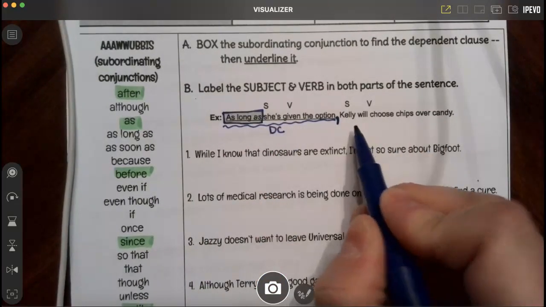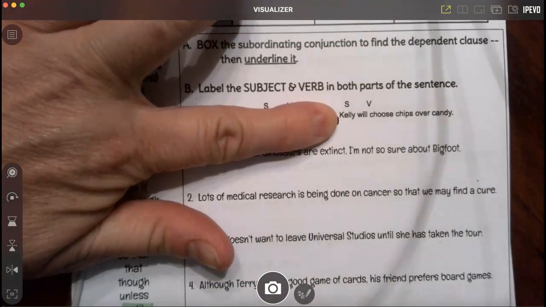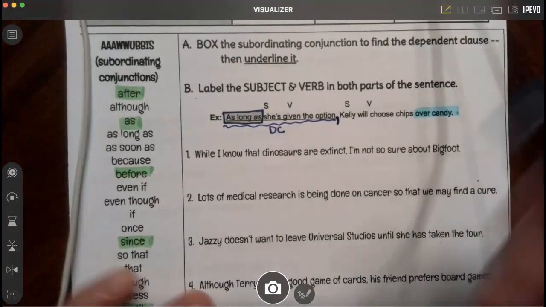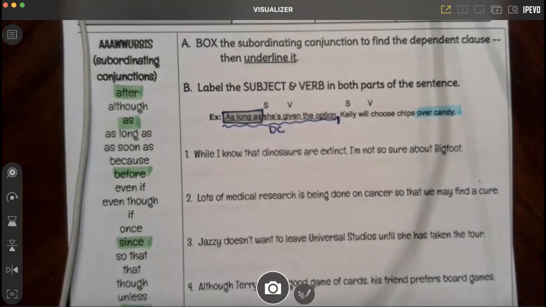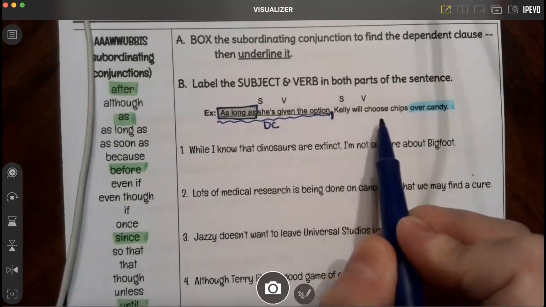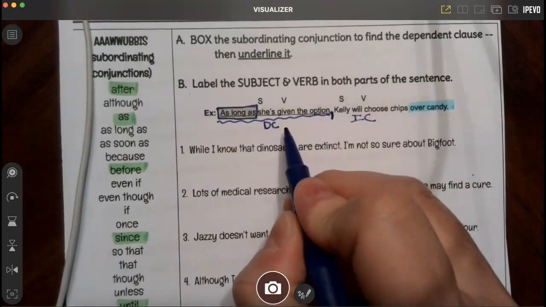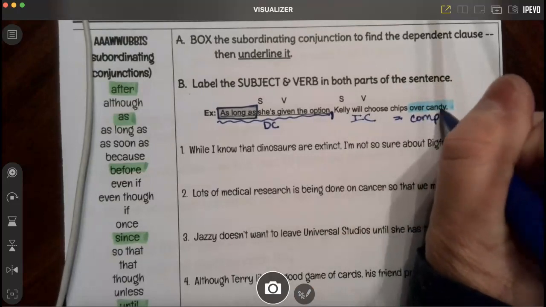On the other side, we cover that up. We're left with Kelly will choose chips over candy. Oh, and I saw a prepositional phrase that I forgot to get rid of here. Over candy. So I'm left with Kelly will choose chips. Kelly is the subject. Will choose is the verb. So that's an independent clause. And we know a dependent clause plus an independent clause equals a complex sentence.